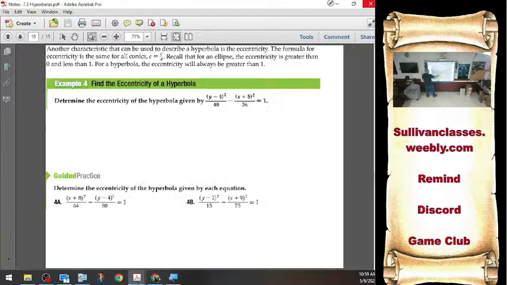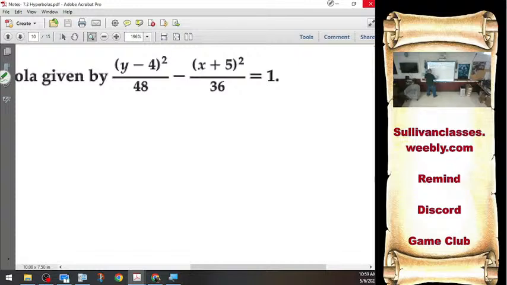In practice, eccentricity is still C over A. It's still the same thing. But what is C for a hyperbola? a squared plus b squared. That's what turns it into something bigger than 1.